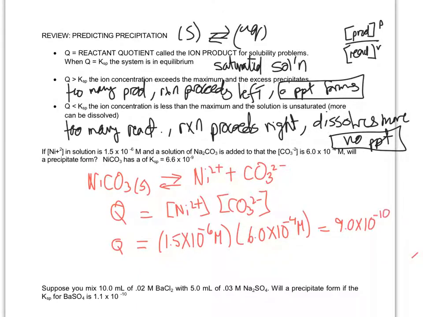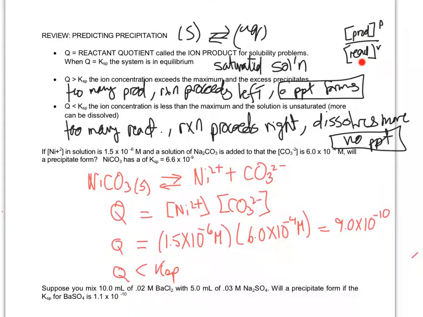And so once you calculate your Q, you compare your Q with your K. So let's see, my Ksp is 6.6 times 10 to the negative 9th. My Q is smaller than that. So Q is smaller than Ksp, which means what I have right now is too small compared to what it should be at equilibrium. So my product to reactant ratio is too small.